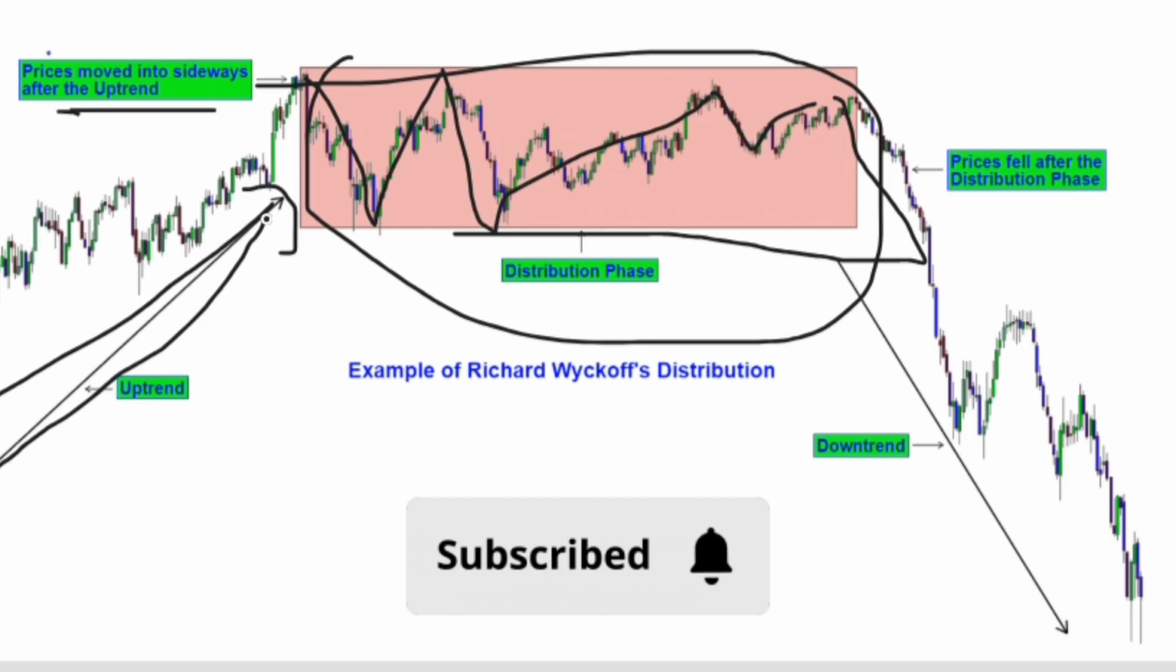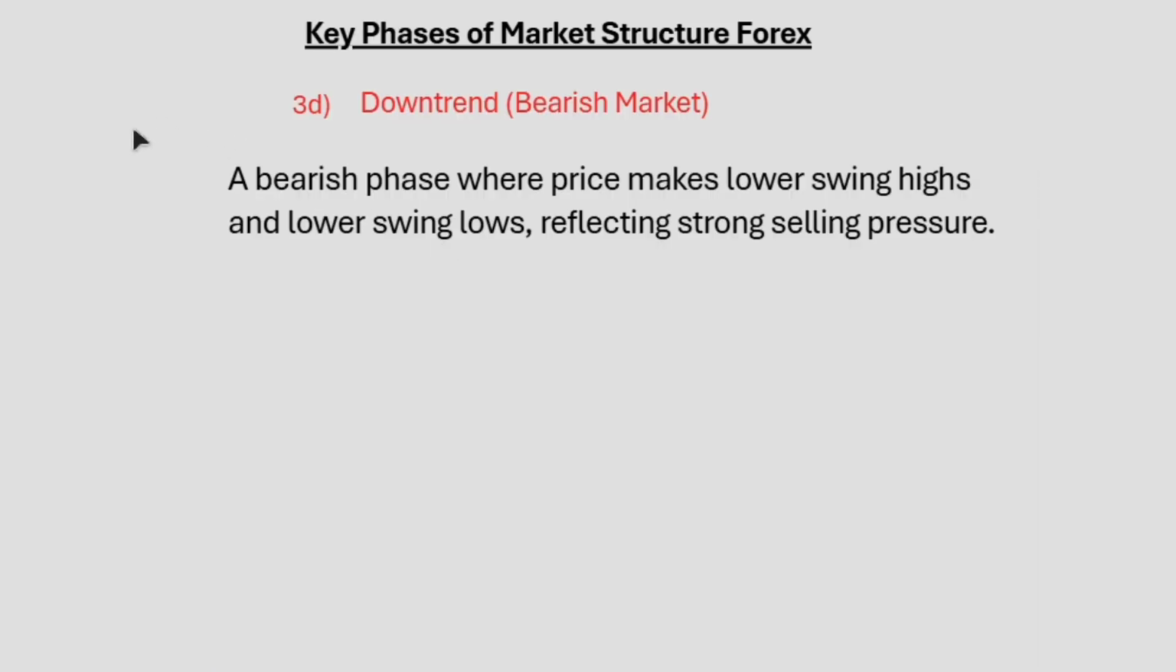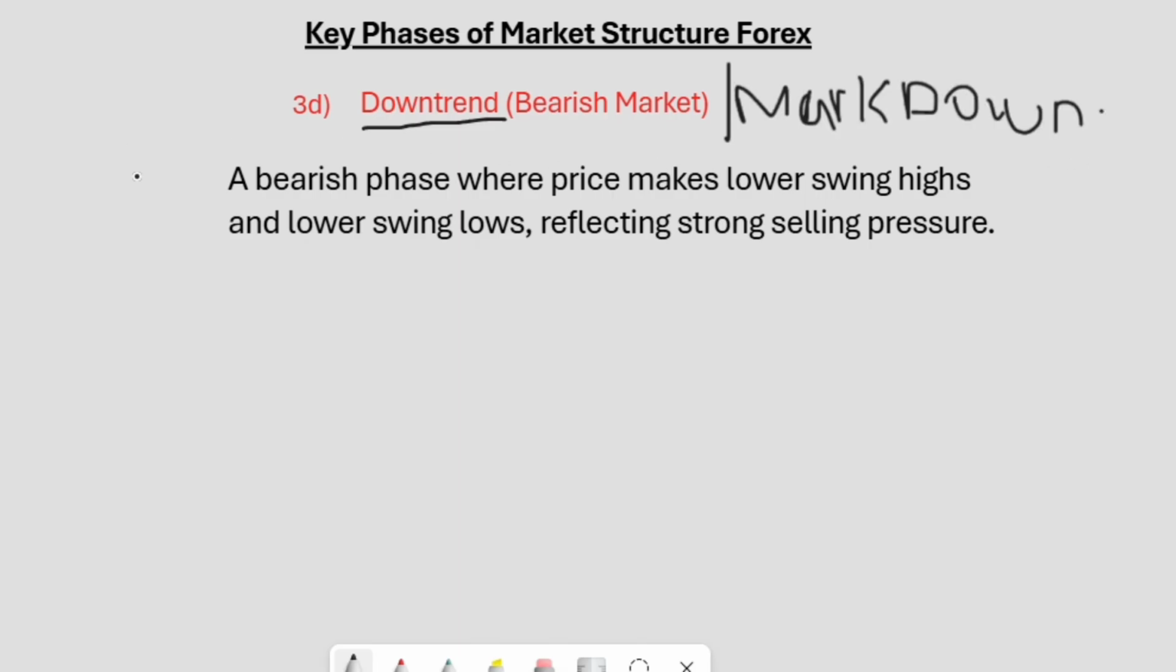Let us look at the last one, which is the downtrend or bearish market, which is a markdown. After the distribution phase, we now have the downtrend phase, the markdown phase. What is a markdown phase, or a downtrend, or bearish market? A bearish phase is where price makes lower swing highs and lower swing lows, reflecting strong selling pressure. Remember when we learned about lower highs and lower lows?